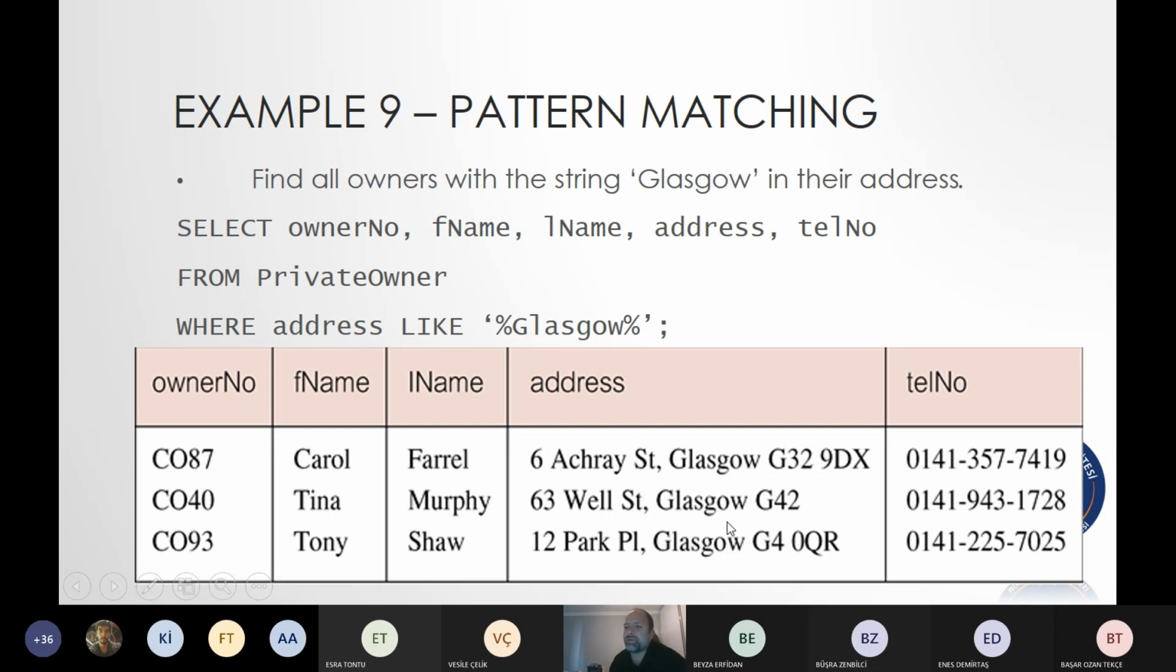Now, what would happen if somebody lived in London and there was a Glasgow street in London? They would get returned, even though they live in London and it's not really what we want. We didn't want somebody that lives in London, but because we made our query look like this, we would get anything that would include those letters. Yes, this is helpful for searching for strings that are of a certain type or have a certain value in them.